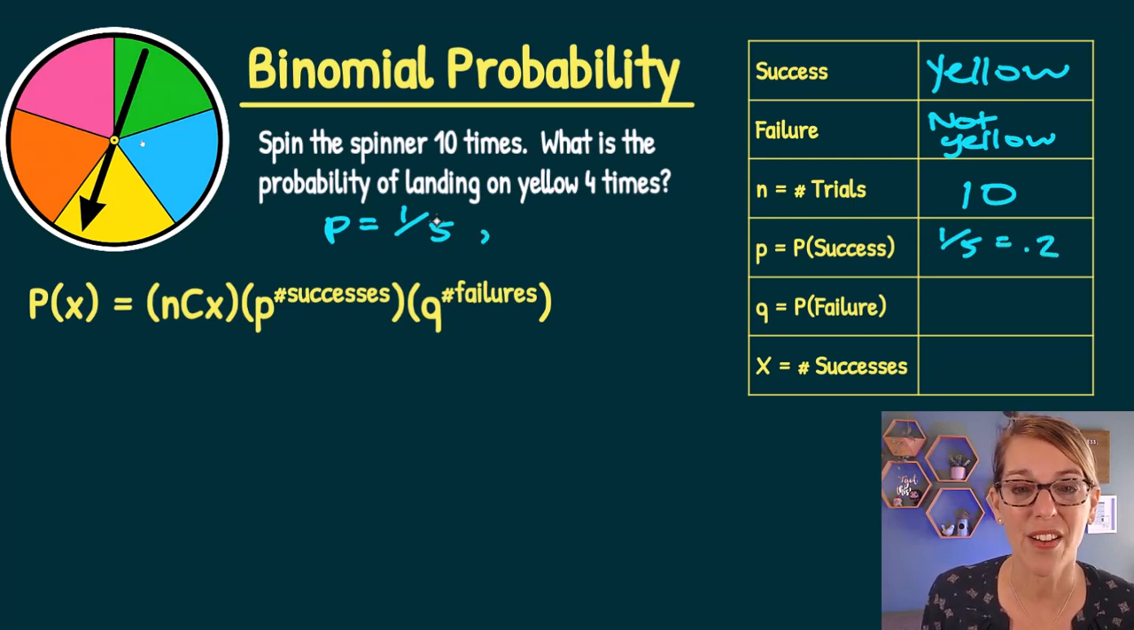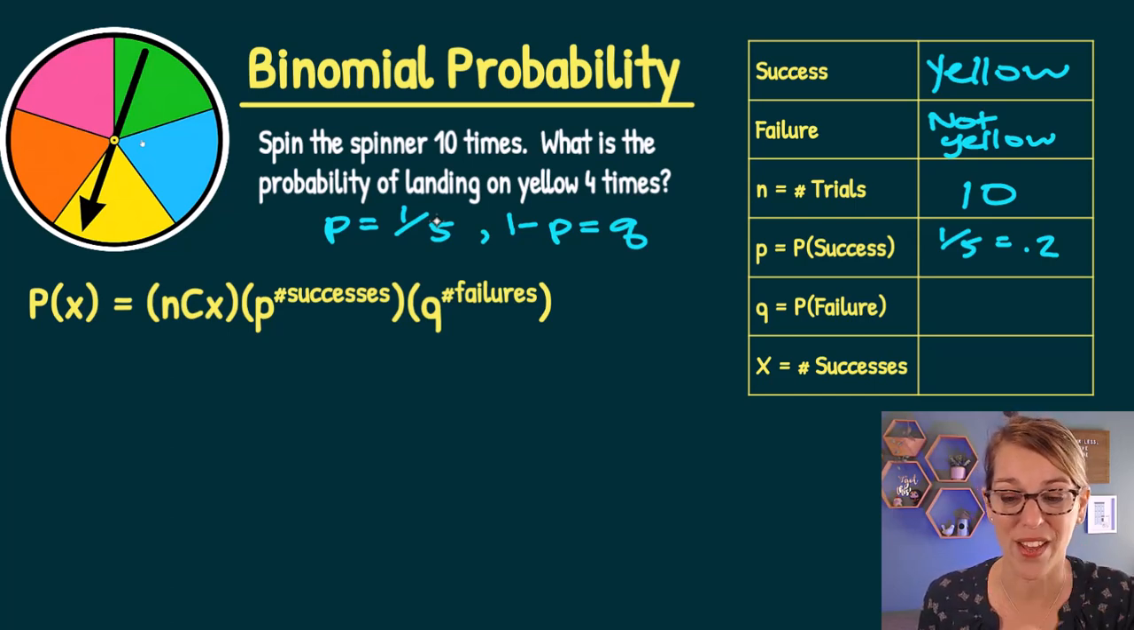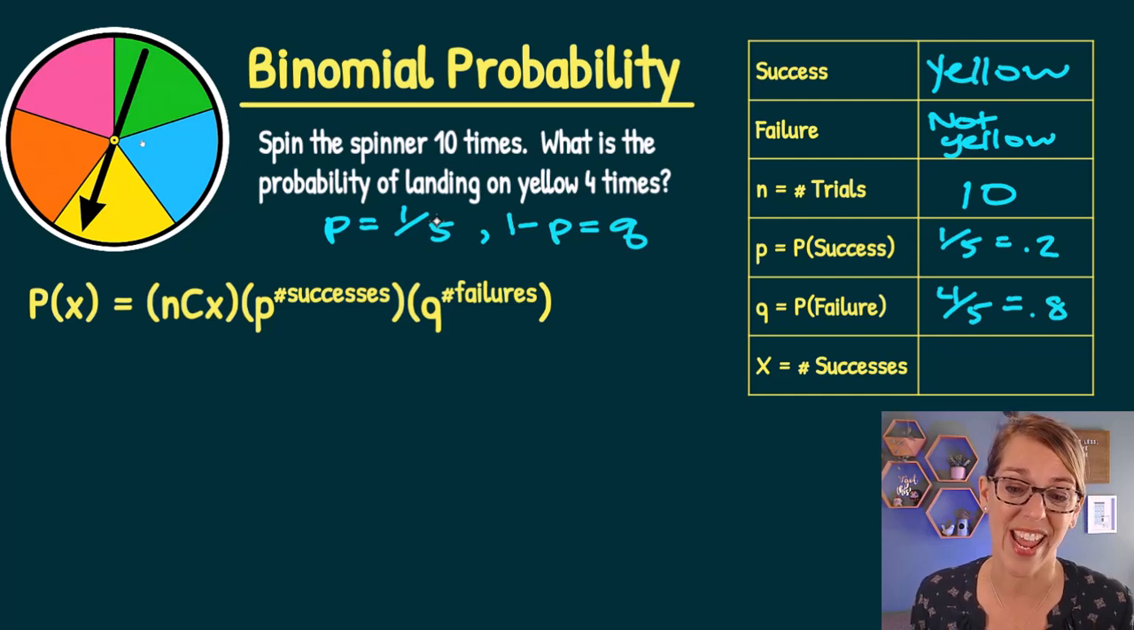The probability of a failure is going to be anything else. So 1 minus p is equal to q, or you can see that all of the other colors, there are 4 of them out of the 5. So that q is kind of like the rest. So that's going to be a 4/5, or you can express that as a 0.8.